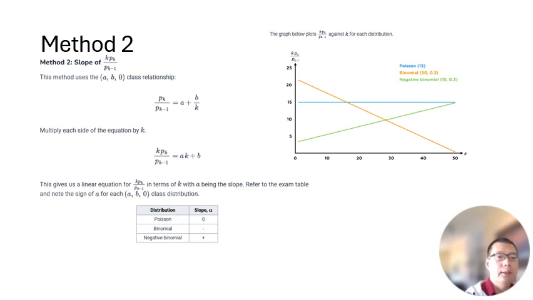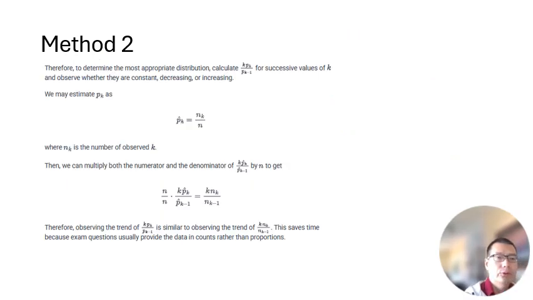Refer to the exam table and note the value of a for each AB0 class distribution would be like this. Poisson would have a slope of 0, the binomial will have a negative slope, and the negative binomial will have a positive slope. Here is also a graph to show this. Therefore, to determine the most appropriate distribution, calculate k pk over pk minus 1 for successive values of k and observe whether they are constant, decreasing, or increasing.